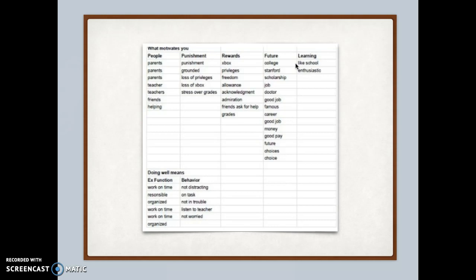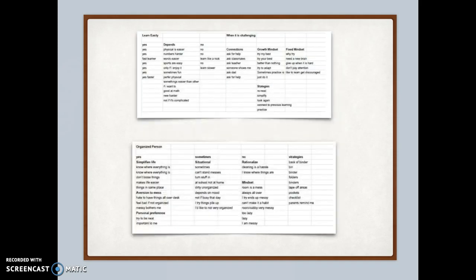When looking at what doing well means, they understood that in order to do well at school, they had to get their work in on time, be organized, be responsible. They also cited negative examples of what doing well means: not being distracted, being on task, not in trouble, listening to the teacher, and such. Here are the breakdowns of the other 2 journal entries that I collected.